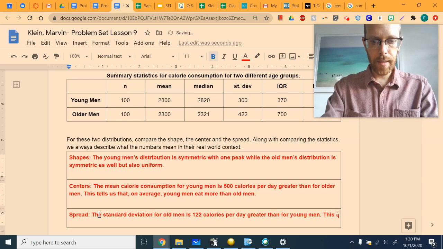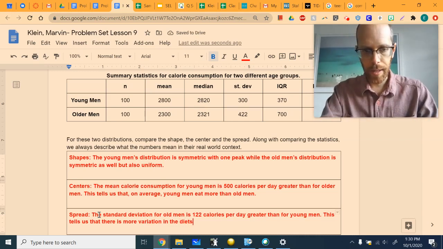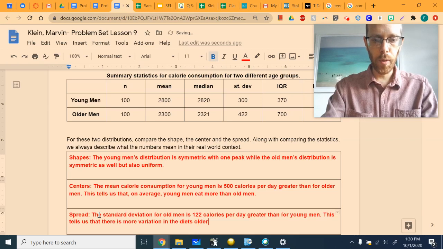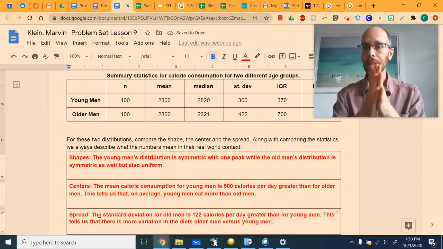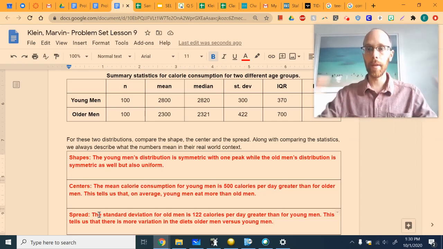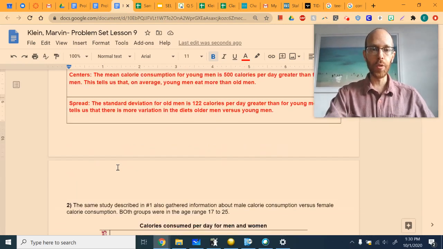This tells us that there is more variation in the diets, I guess that's my way of saying calorie consumption, of older men versus young men. You don't have to say on average here because we're not talking about an average. We're talking about variation, how spread out things are. Okay, so I did an example. You do the rest of it.